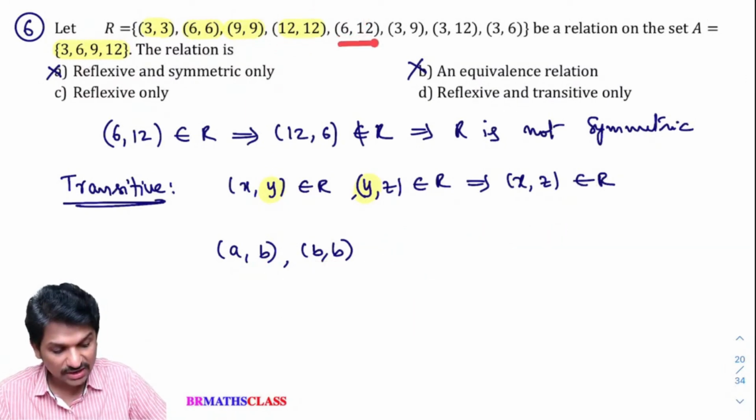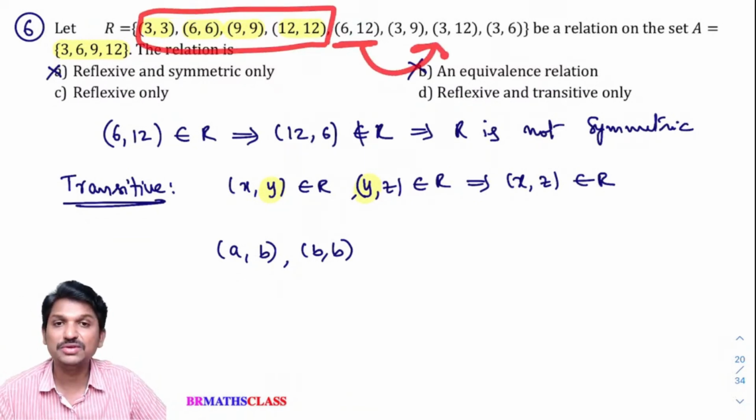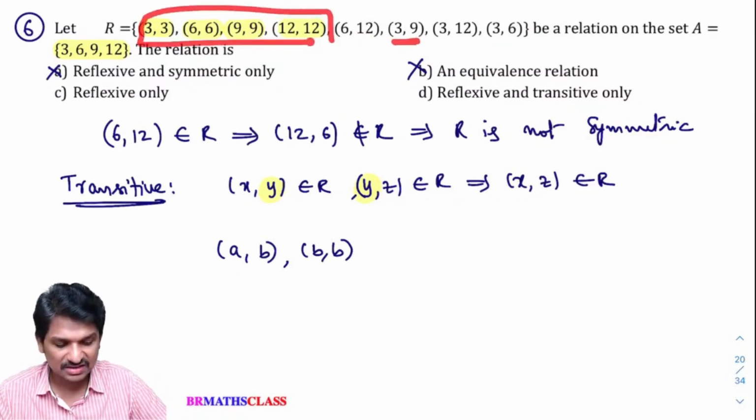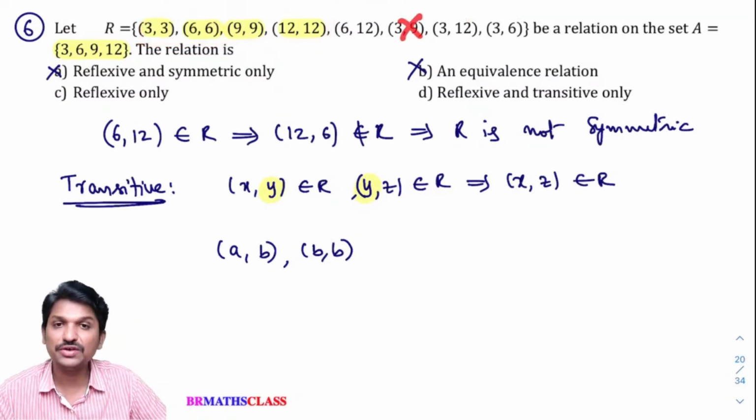Okay. So here you take 6, 12. Any other ordered pair starts with 12? You don't consider these elements. You consider these elements. Any other ordered pair starts with 12? No. So no problem. This we verified for the transitive property. Now you come to this one. It ends with 9. Any other ordered pair starts with 9? Don't consider these things. You look for these only. Any other ordered pair starts with 9? No. So no need to worry. We verified the transitive relation for this also.